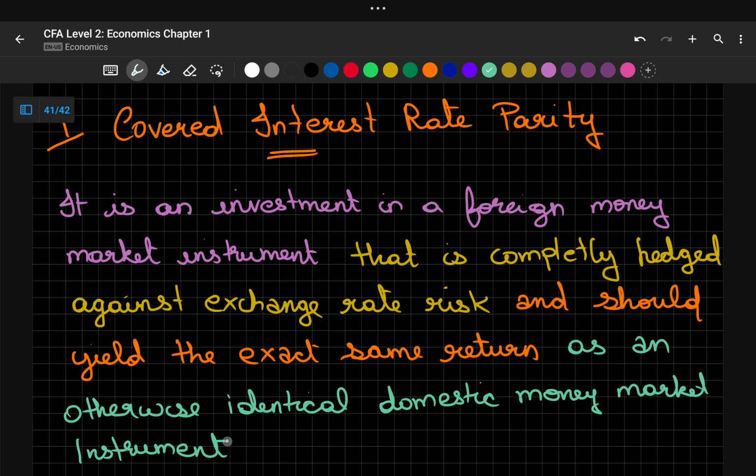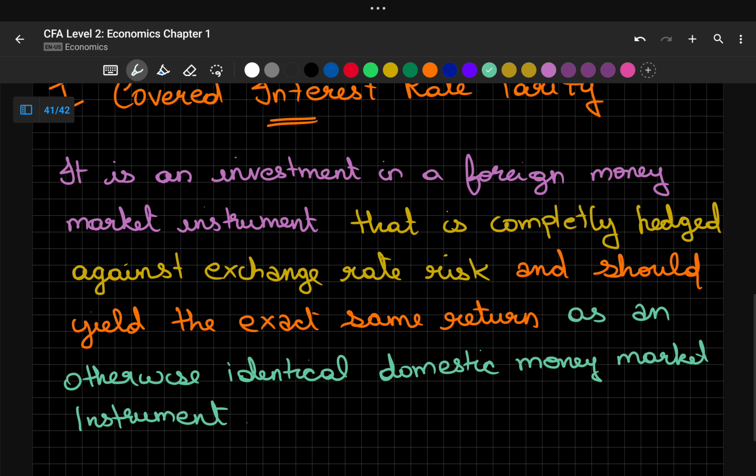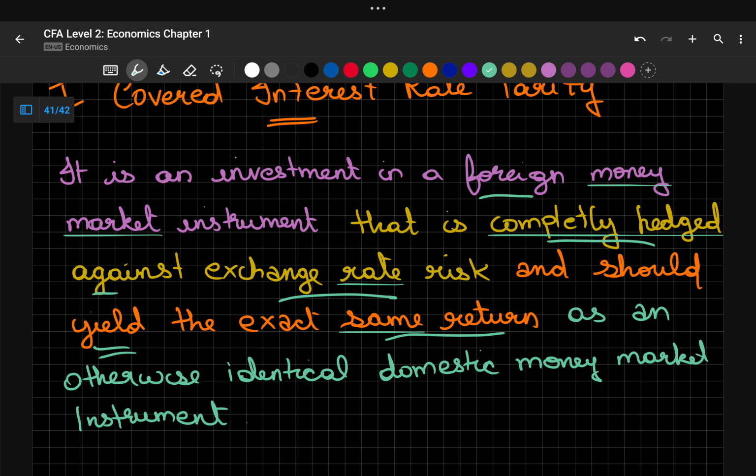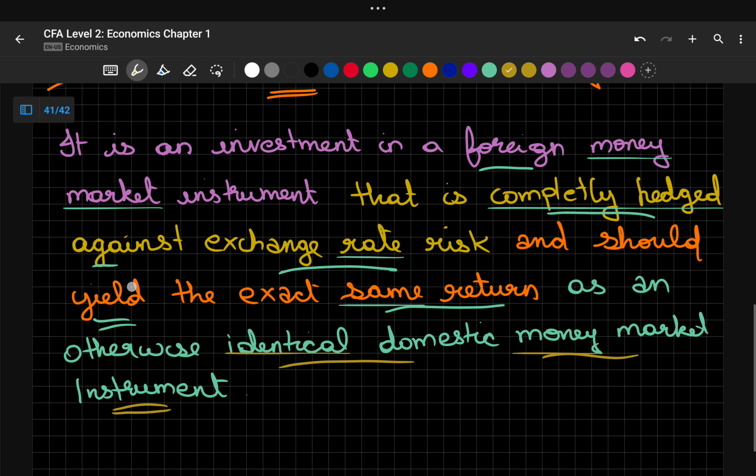This is how the book describes it. That is, covered interest rate parity. It's an investment in a foreign money market instrument, and it is completely hedged against exchange rate risk and should yield the exact same return as an identical domestic money market instrument investment.